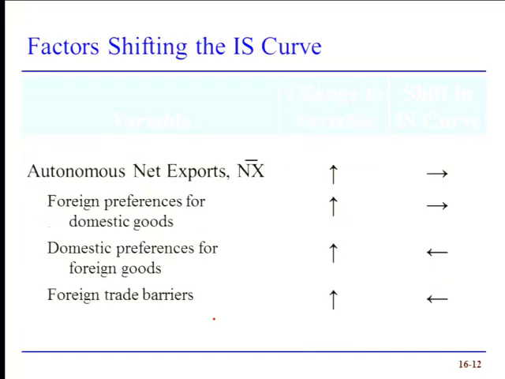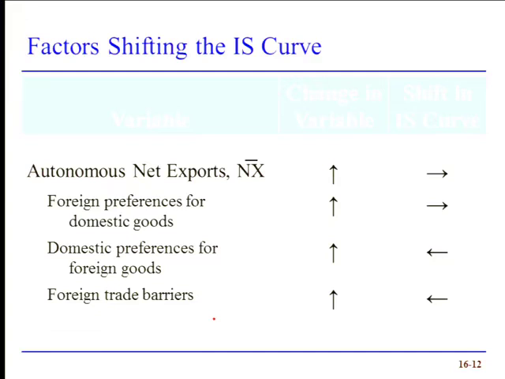Okay, net exports. We got a little bit of a difference here with autonomous net exports. If autonomous net exports increase, the IS curve shifts to the right. But autonomous net exports also have these three things inside of it that we talked about. Foreign preferences for domestic goods: increase that, and we're also going to increase exports, which will increase net exports. Domestic preferences for foreign goods is just the opposite. If we demand more foreign goods, then our imports will go up, and the IS curve will shift to the left.